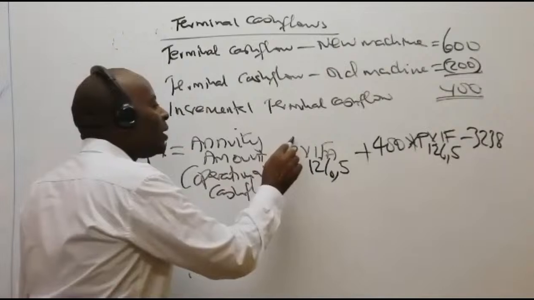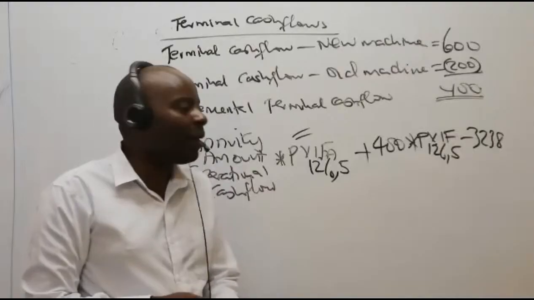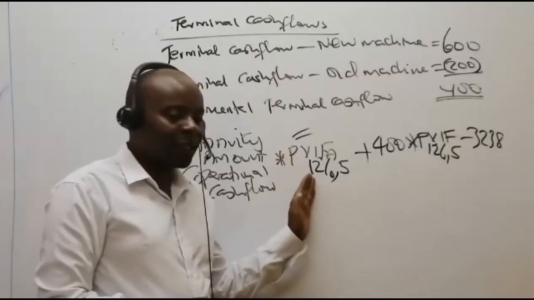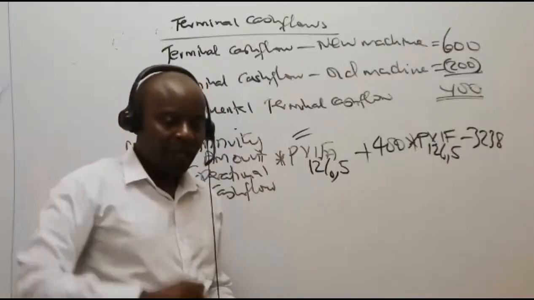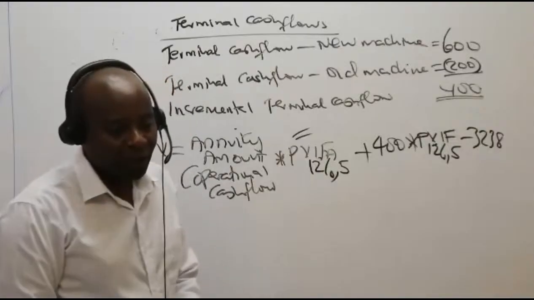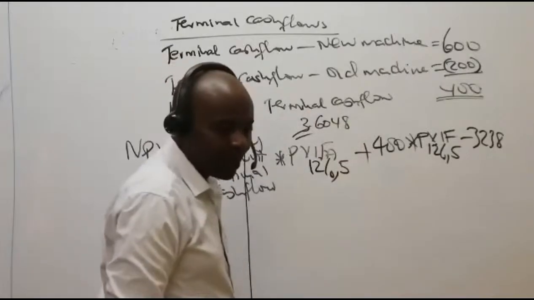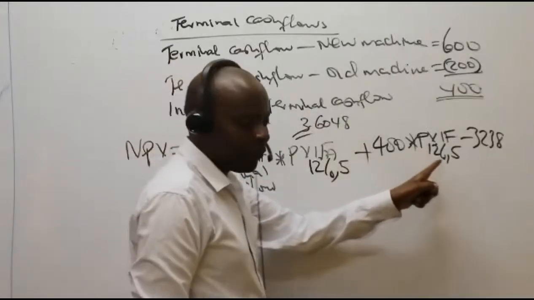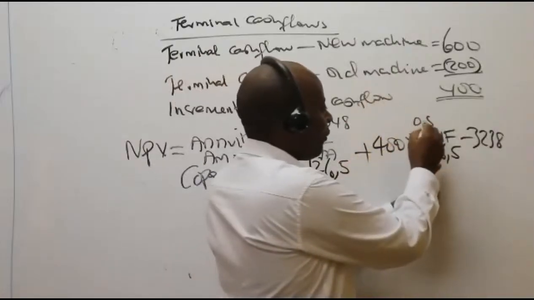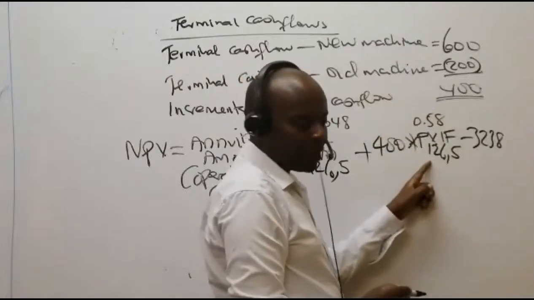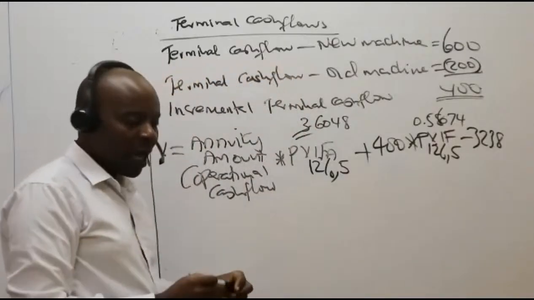Before I write this, I know you great students of mine have got tables. Go to an annuity table and read for me the PVIF, 12% 5 years. Don't use the formula. The annuity table says it is 3.6048. How about the PVIF for the lump sums? For the lump sums table, 12% 5 years, it is 0.5674.